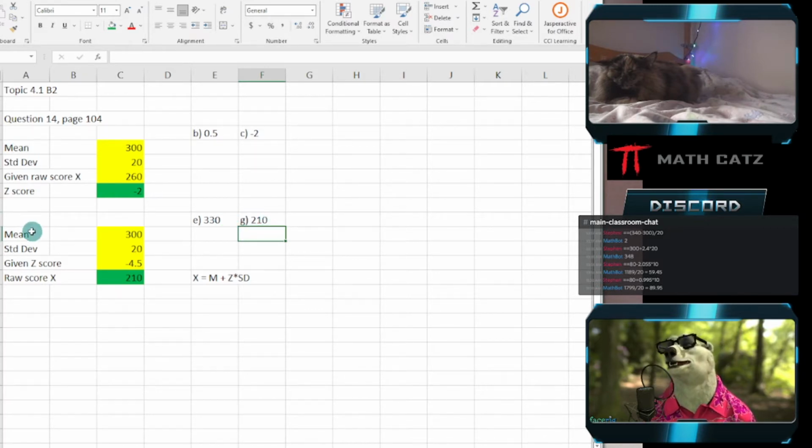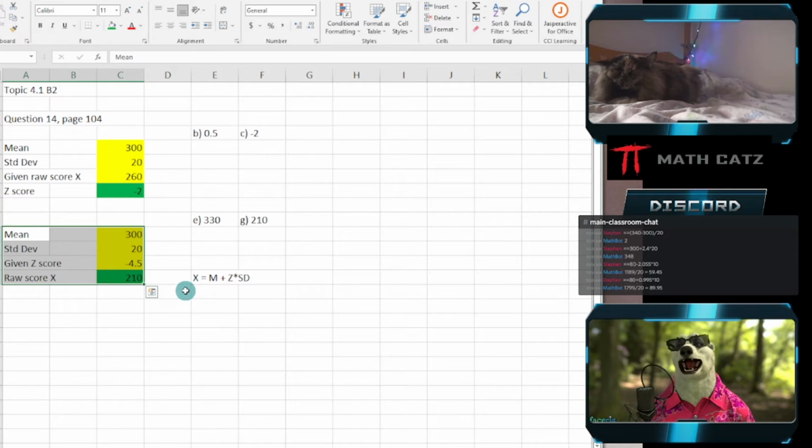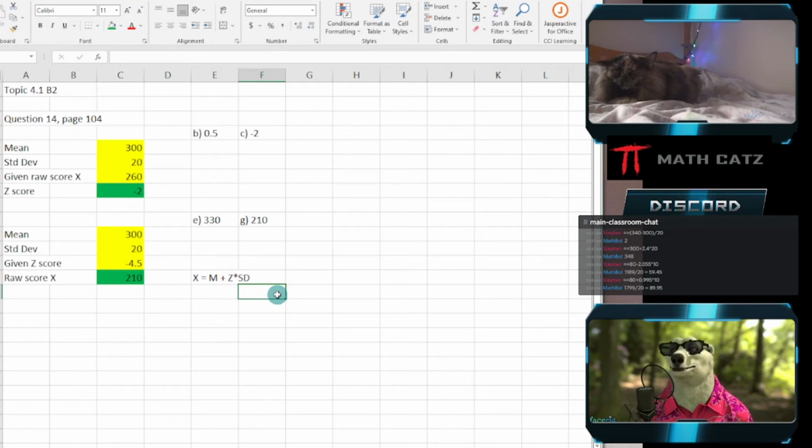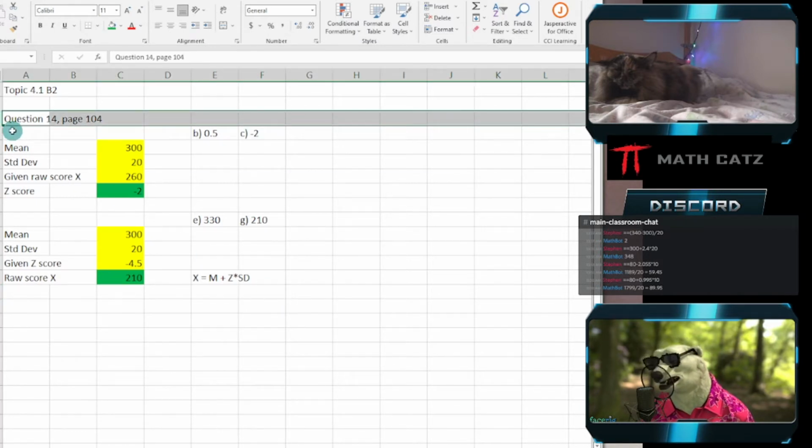So the spreadsheet convenience should become obvious. The more we do it and the more we have to do similar calculations over and over, we don't have to write down all the calculations every single time. All right, so that is question 14.